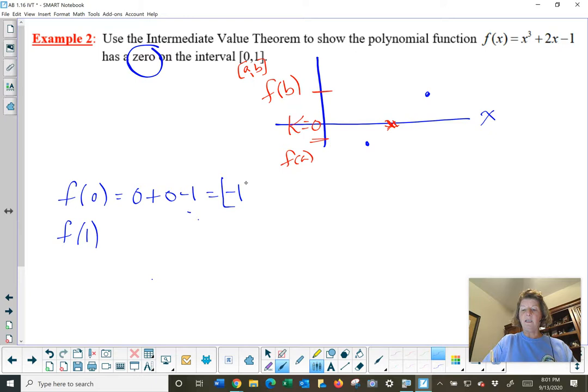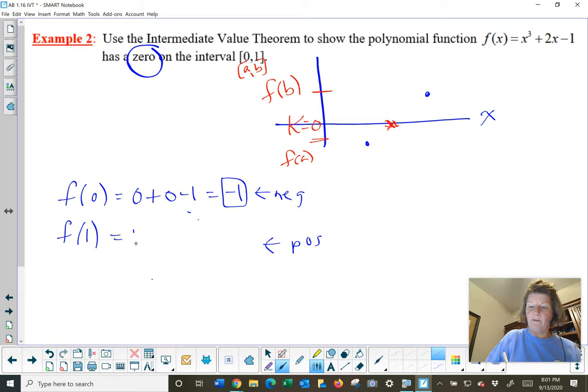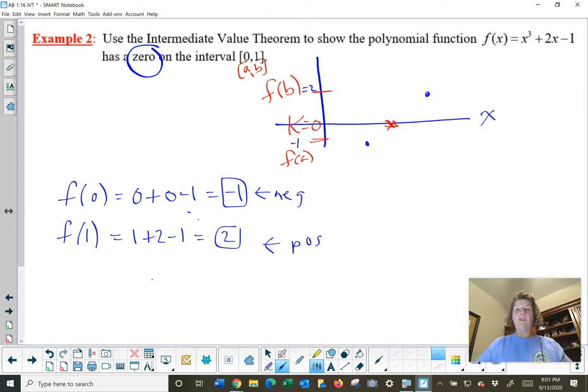Since this one was my negative number, I'm hoping my next one comes out to be a positive number so that it resides above the x-axis. And let's check it out. We're going to have 1 plus 2 minus 1 equals 2. Awesome. So essentially, we have f at 2, at negative 1. My picture, I did not intend that to work out so well.